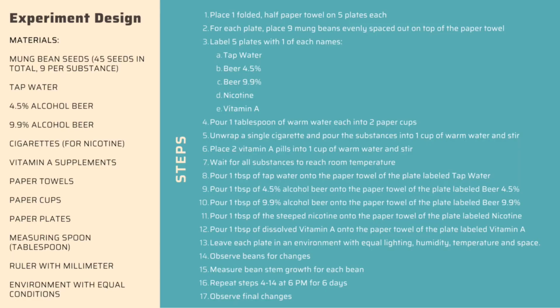During the experiment, the materials used were mung bean plants, tap water, 4.5% alcohol beer, 9.9% alcohol beer, cigarettes, vitamin A supplements, paper towels, paper cups, paper plates, measuring spoons, a ruler with millimeters, and environments with equal conditions.